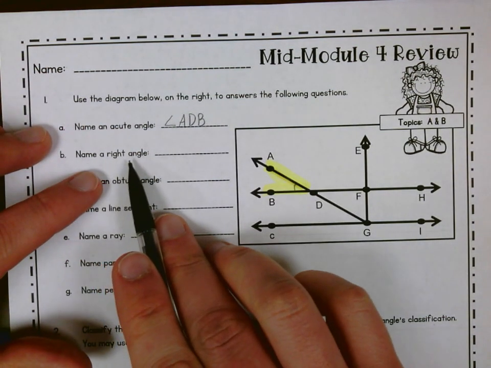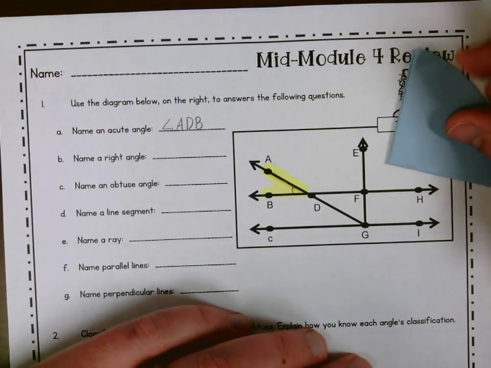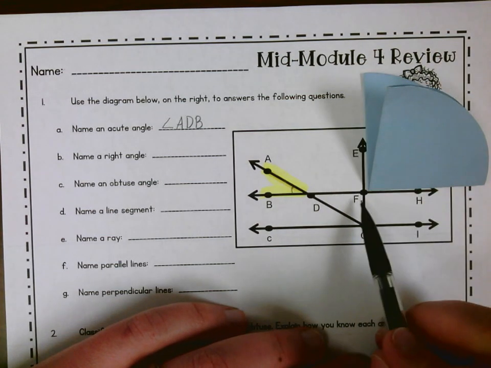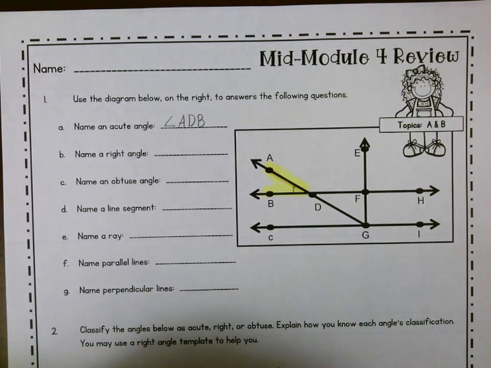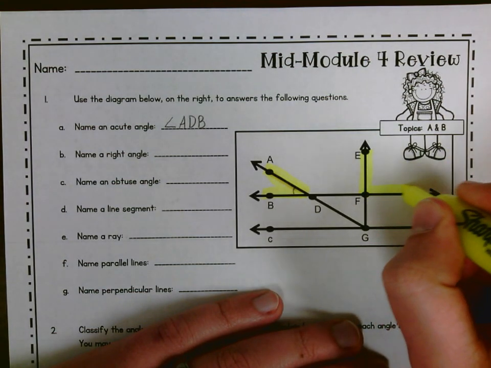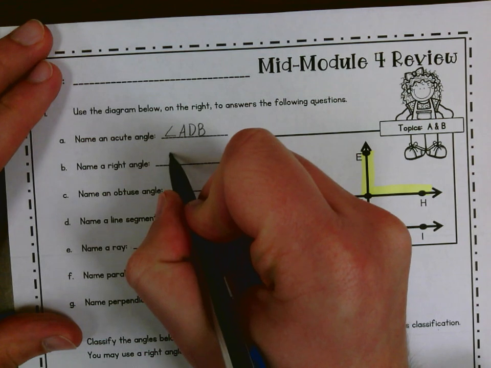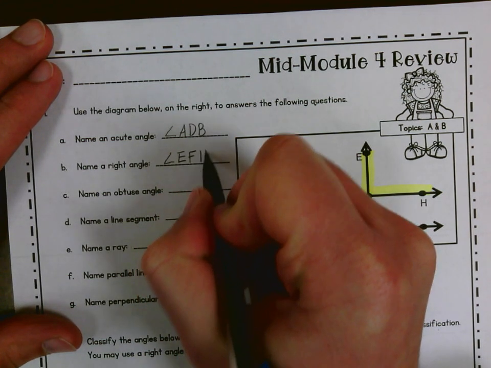Part B says, name a right angle. Well, I happen to have found one when I was looking earlier, didn't I? Right here. Angle EFH. I'll mark that one so we can see it. That is a right angle. So I put my angle symbol, and then an E, and an F, and an H.